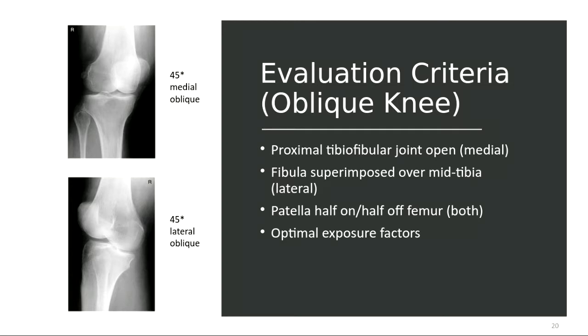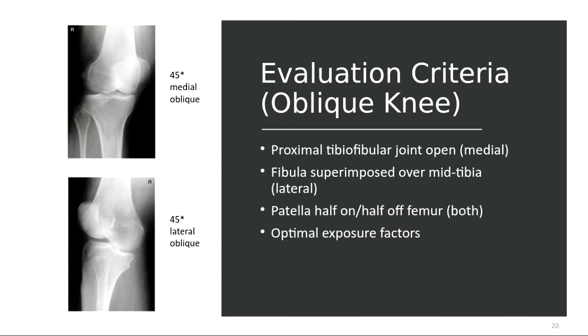On the medial oblique, the proximal tibiofibular joint space is open, which means that the fibular head and neck are free of superimposition. In the lateral oblique, the fibula is superimposed over the mid-tibia, and it places the tibia in profile. And then in both, the patella sits half on, half off the femur.